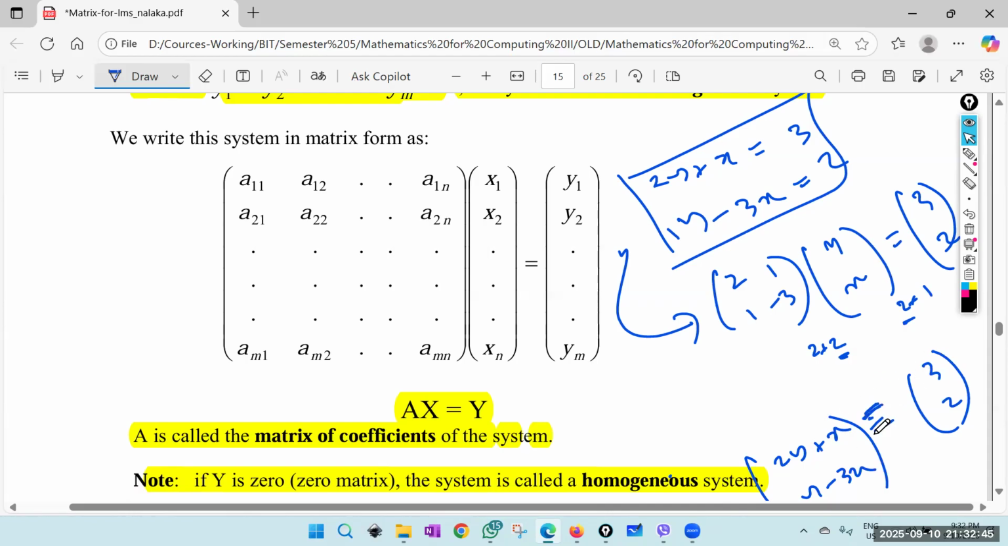Now we have the two matrices. If two matrices are the same, individual elements must be the same. So then 2y plus x must be 3. Y minus 3x equal to 2. So that means this represents this.